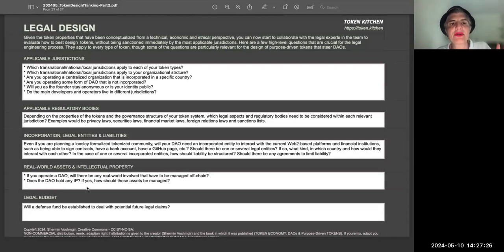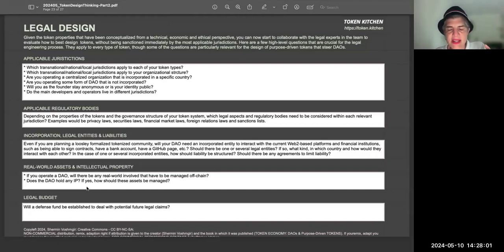Do your main developers or operators live in different jurisdictions? That could be a relevant question. So applicable jurisdiction based on your token types and organizational structures and where your main developers and founders are based. And applicable regulatory bodies within those jurisdictions is the next question. Which securities law, is securities law relevant to what you're doing? Is financial markets law relevant? Privacy laws, are they relevant? Probably many legal, regulatory bodies will have a say in what you're trying to do.